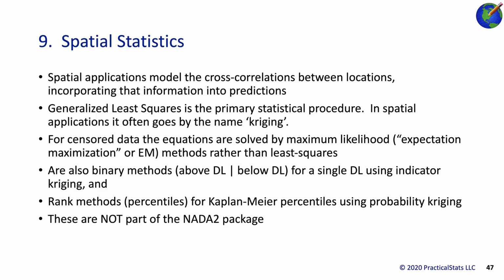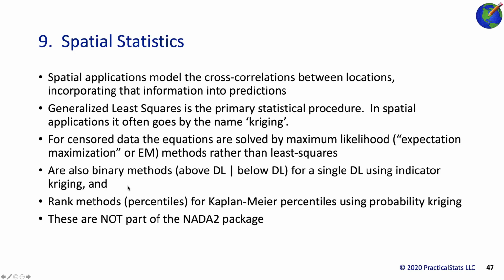And just to give a very brief description of these spatial statistics procedures, what they're doing is a fancy regression, except the regression includes the correlations between sites, where the correlations are modeled by distance. So it's the cross correlations between locations. It's given the name Kriging in environmental and other disciplines. The general statistical procedure is called generalized least squares, and it can be solved by maximum likelihood instead of least squares. Maximum likelihood will allow us to include values that are less than the detection limit without putting in a number for them.